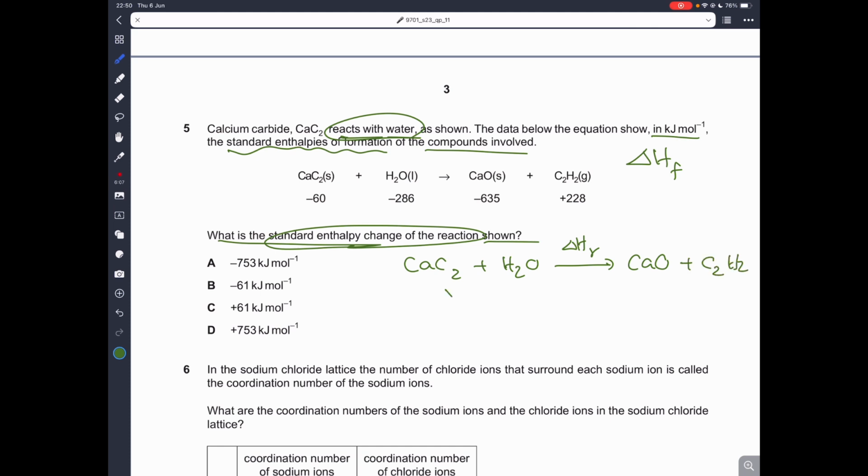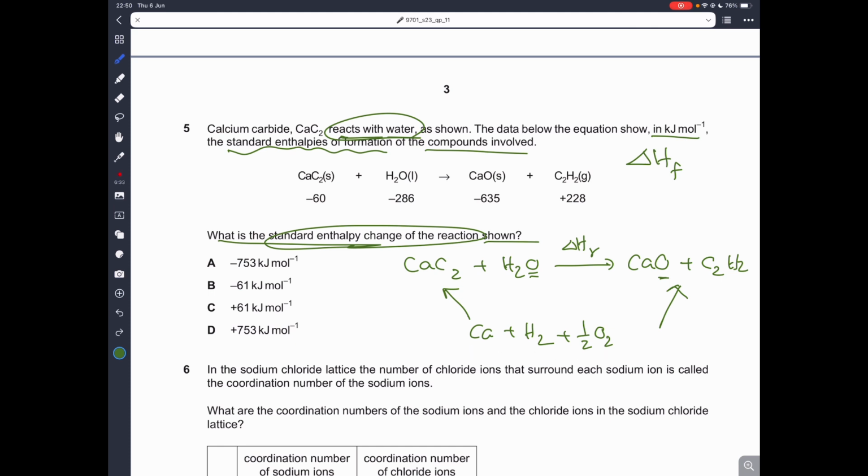So what we have to think of is the elements which make up these products and reactants. So calcium, hydrogen, and oxygen, right? And oxygen. And because there's only one oxygen on both sides, we have 2. Okay, so these are the reactants or the constituent elements, right?